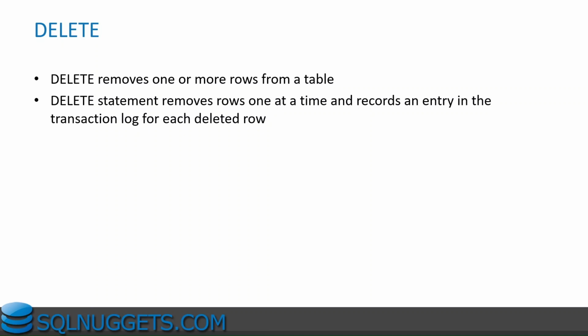Delete is used to remove one or more rows from a table. And when delete removes these rows, it's going to do them one at a time and record an entry in the transaction log for each row that it deletes. Now, this is a very important distinction because every record that you delete is going to have a transaction written to the log file. If you're just deleting a single row, that's not a big deal. It will just write a single delete statement to the log file. If you're deleting 500 rows, then you will have 500 delete statements written to your log file. So the more data you delete with the delete statement, the larger your log file is going to grow.